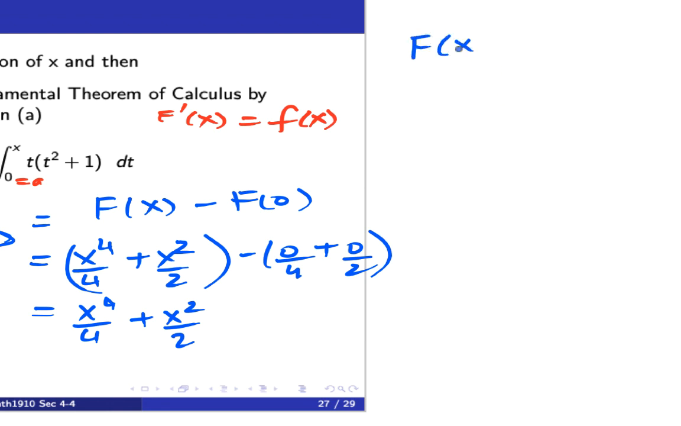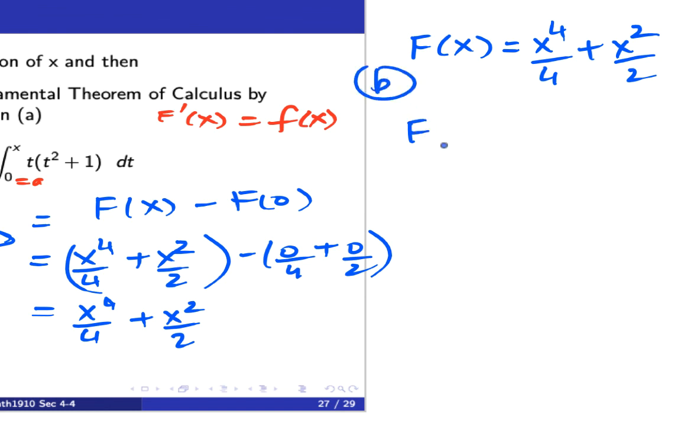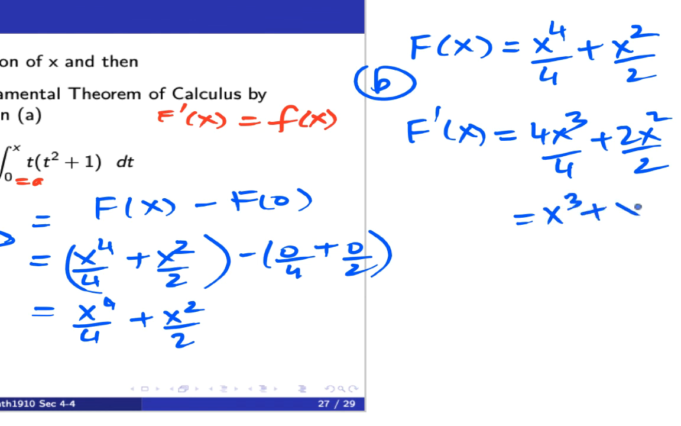So notice my F of x is x to the 4 over 4 plus x squared over 2. I'm going to show the second fundamental theorem of calculus, which is F prime of x, which is going to be what? 4x cubed over 4 plus 2x over 2, which is x cubed plus x. Now, I can write this as x times x squared plus 1. Notice this is exactly what this is. If I take the second fundamental theorem, this will replace this, which is what we have.